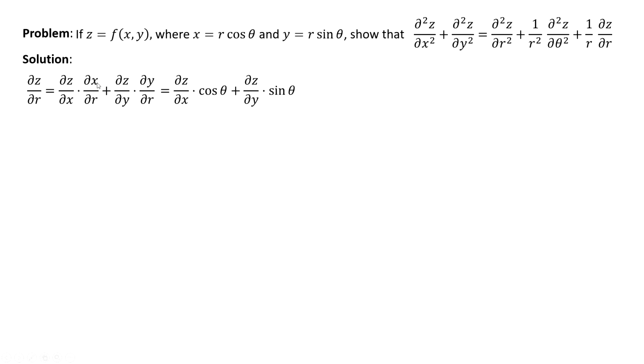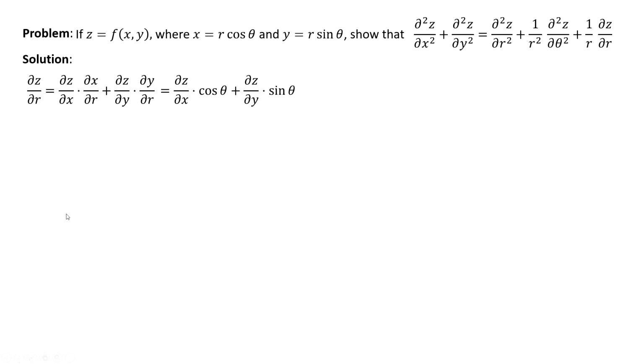Now, what about partial x with respect to r? I seem to be saying that's equal to cosine theta. Do you agree with that? Yeah, you should, because notice x is r cosine theta. So partial x with respect to r is just cosine theta. Theta is to be treated as a constant, so cosine theta is to be treated as a constant, and so partial x with respect to r is just cosine theta. Similarly for the partial y with respect to r. Cool? All right.